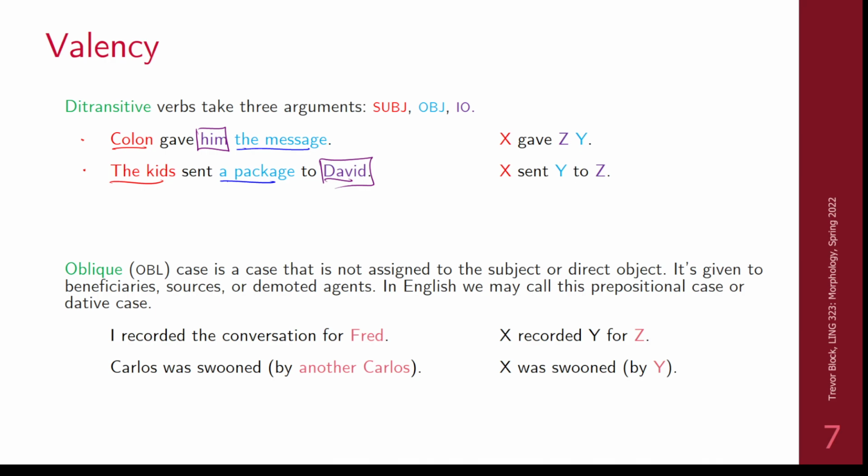So, "I recorded the conversation for Fred." "For Fred" is completely optional here, but Fred has a purpose. The recording is done for the purpose of Fred, so we want to include this as part of the verb even though it's not required. So this would get oblique case. Or "Carl was swooned by another Carlos." This is an agent that has been demoted. It is no longer needed, so it doesn't have to be there, but we can still give it oblique case to say that it is related to the verb of swooning.